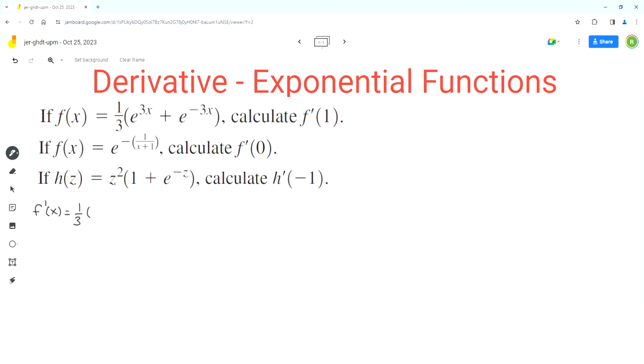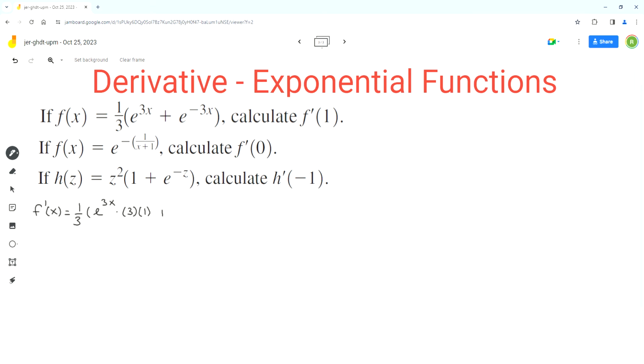So for the first term, the derivative will be the given exponential term, which is e to the power 3x, times the derivative of the exponent. Now the exponent here is 3x and the derivative of 3x is just 3. Because 3 is the coefficient, it will stay as it is, and the derivative of x is 1.